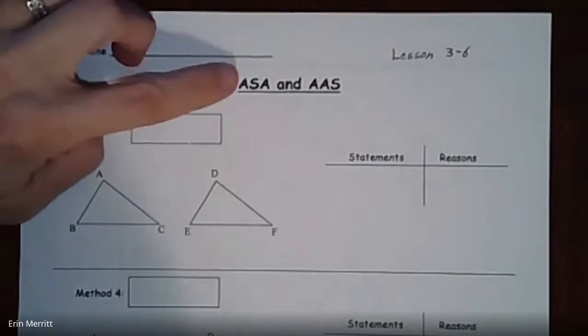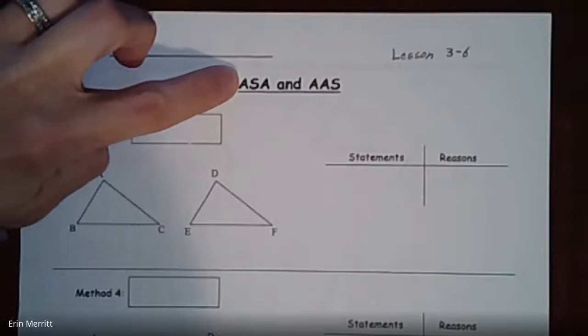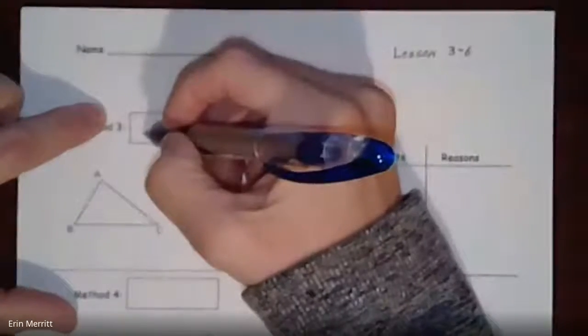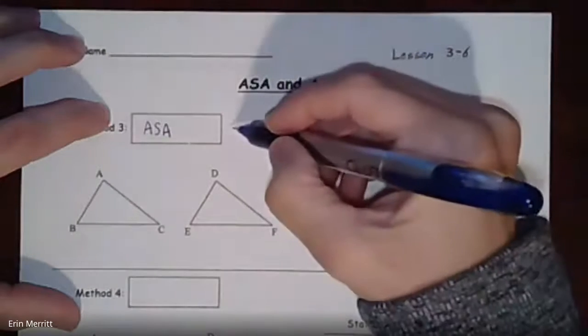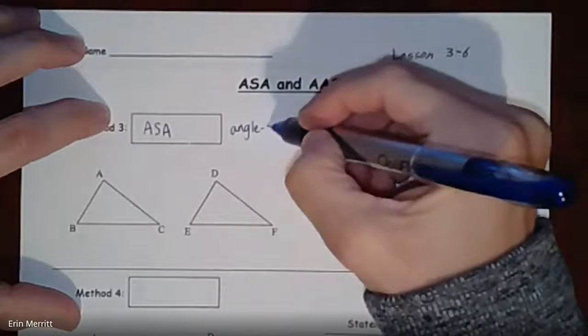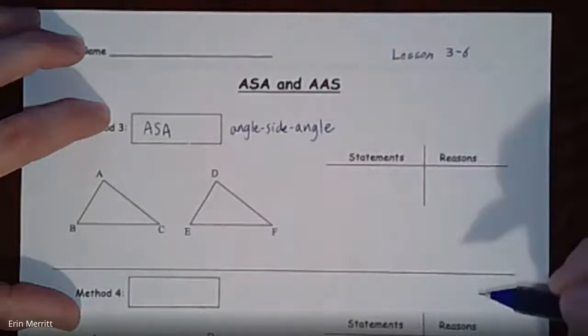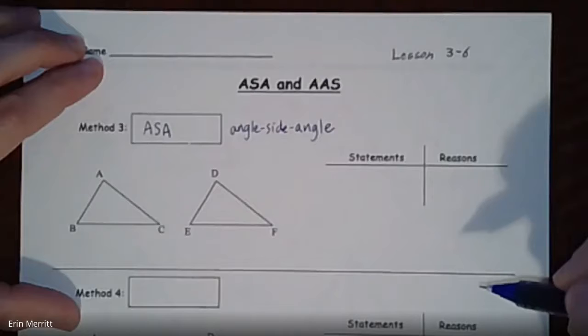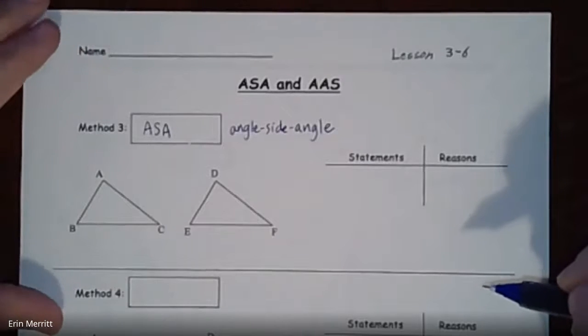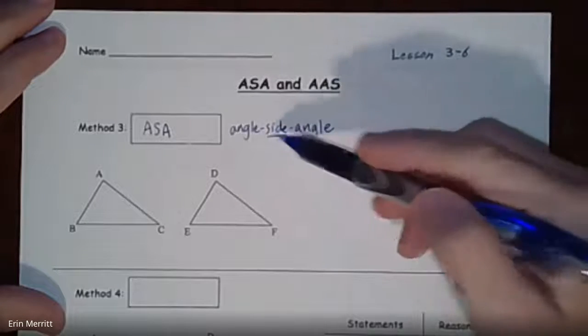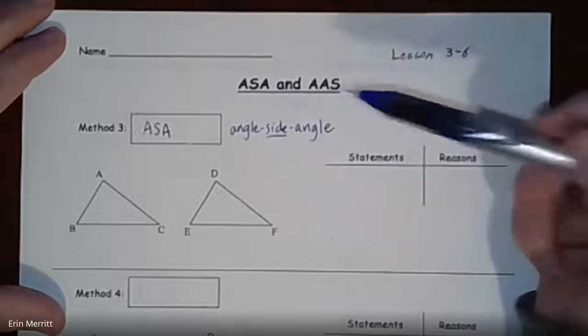And you can see at the top, it's ASA and AAS. So based on what you know already, you probably know what those stand for. The first method, ASA, is really short for angle, side, angle. And what that means is that you have 2 angles, or 2 sets of congruent angles, and 1 set of congruent sides, but the side has to be in between the angles. So we list it in that order because that's the order it has to show up in the triangle.